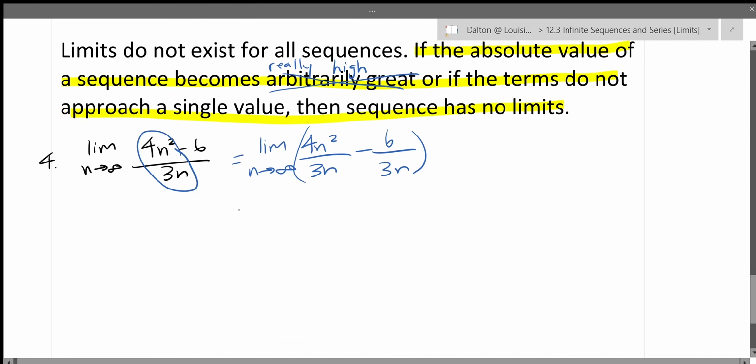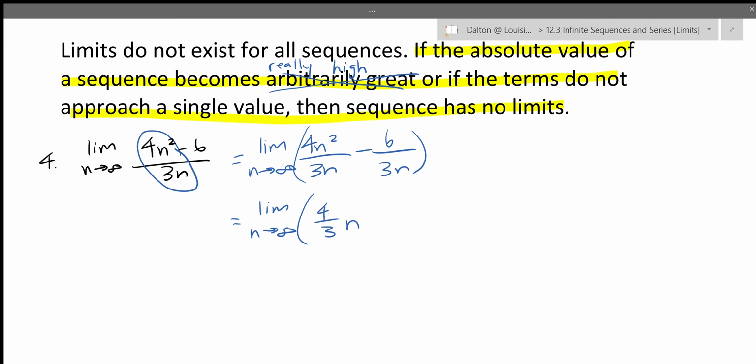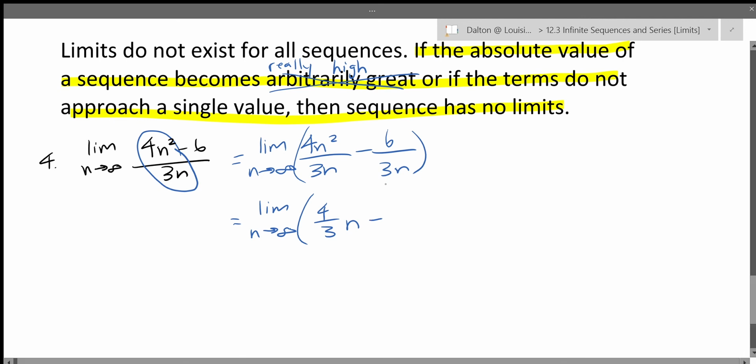And then we can simplify that, right? This will be the limit as n approaches infinity. 4n squared over 3n. One of those n's cancel, leaving us with 4/3 n, or 4n over 3. If the limit is 0, does that mean it doesn't exist? No, then that means the limit is 0. 0 is an actual number. Minus 6 divided by 3 is 2 over n.